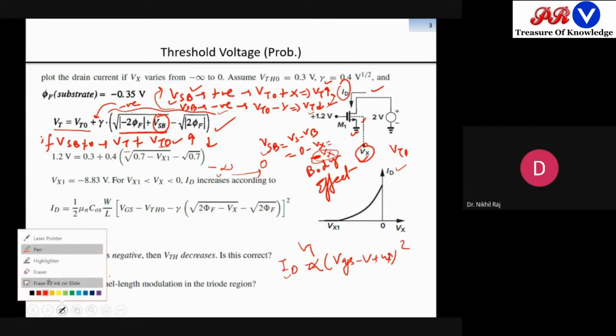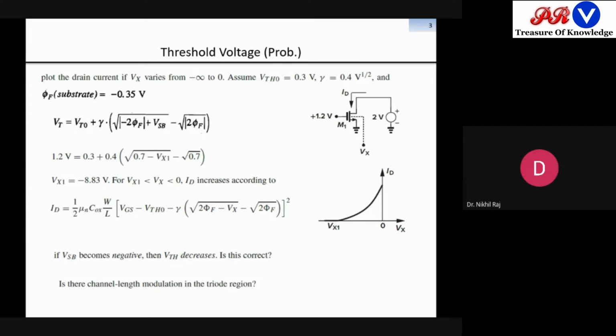So when we plot, we should know what are the extreme points of Vx. The extreme points of Vx will be minus infinity and 0. Minus infinity we cannot put; rather we need to know the worst case of Vx, how much negative value it will take. For prediction of that, we have to take the worst condition of the MOSFET, till what point it will be on. We know that the MOSFET will be on as long as VGS is greater than or equal to VTH.